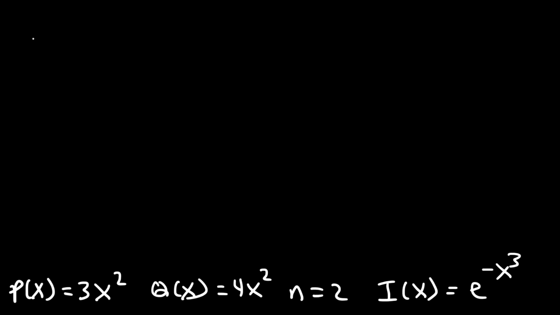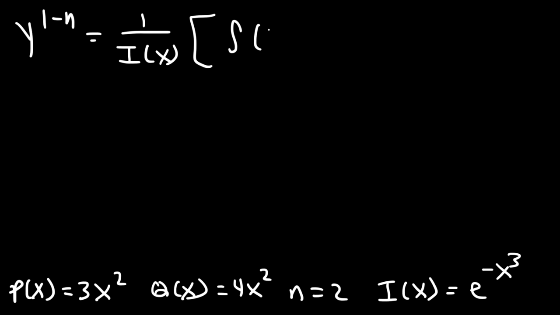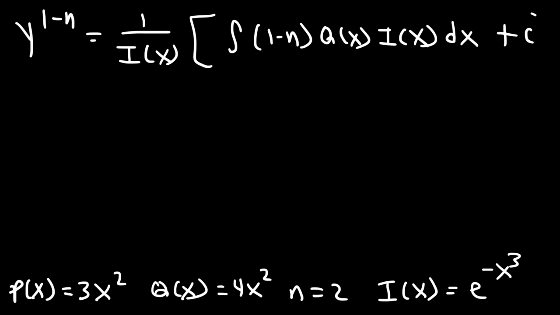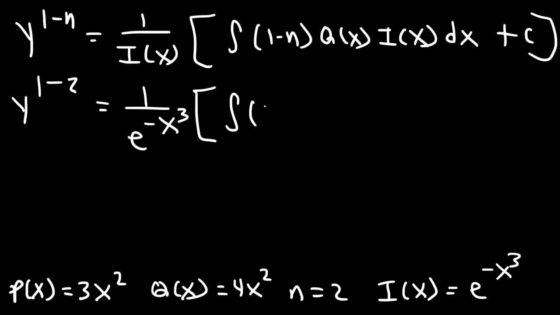So now let's use the last formula that we need to use to get the answer. And just like before, plug in everything, integrate, and then just get the answer. So this is going to be y raised to the 1 minus n, or 1 minus 2. And then I of x is e raised to the negative x cubed. And then we have the integral of 1 minus 2, Q of x is 4x squared, I of x is e to the negative x cubed dx plus c.